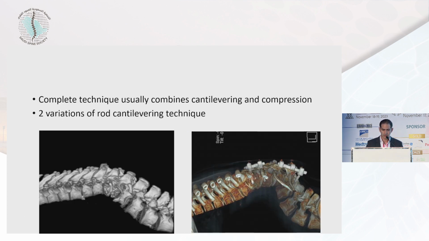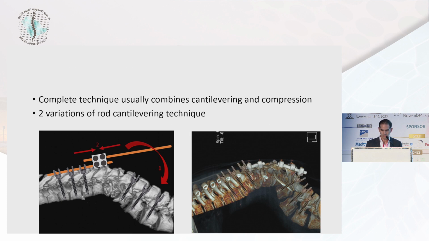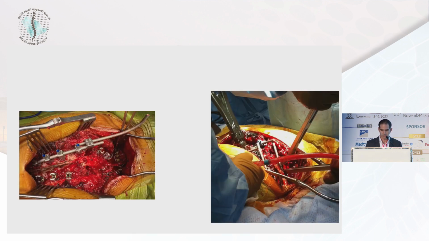So the complete technique usually combines some cantilevering and some compression. There may be 2 variations of rod cantilevering. In case of mild to moderate deformity, we can do a translation, so just 1 block cantilevering by connecting the 2 rods, and after that compression, or do a double block cantilevering by pushing on the 2 rods at the same time and connecting them with the domino. So this may apply either for the PSO or the VCR.